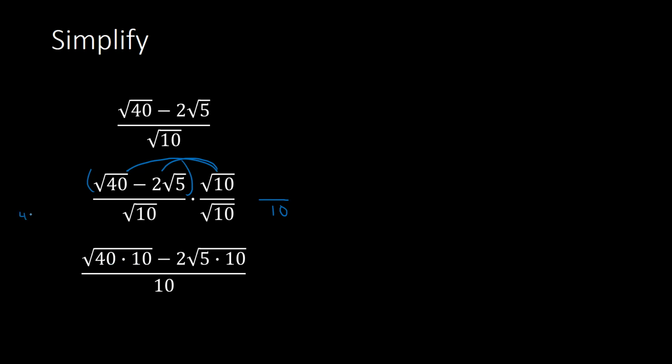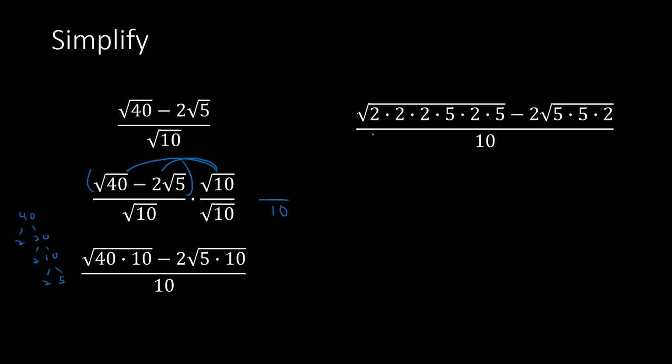40, if you break the 40 down, you're going to get 2 times 20. 20 is 2 times 10. 10 is 2 times 5. And then the 10 is 2 times 5. So for this first radical, we have 3 2's and a 5 from the 40. So 3 2's and a 5. And then from the 10, we have 2 times 5. And over here, this 10 is 2 times 5, and that's where we see right there, 5 times 2 or 2 times 5.